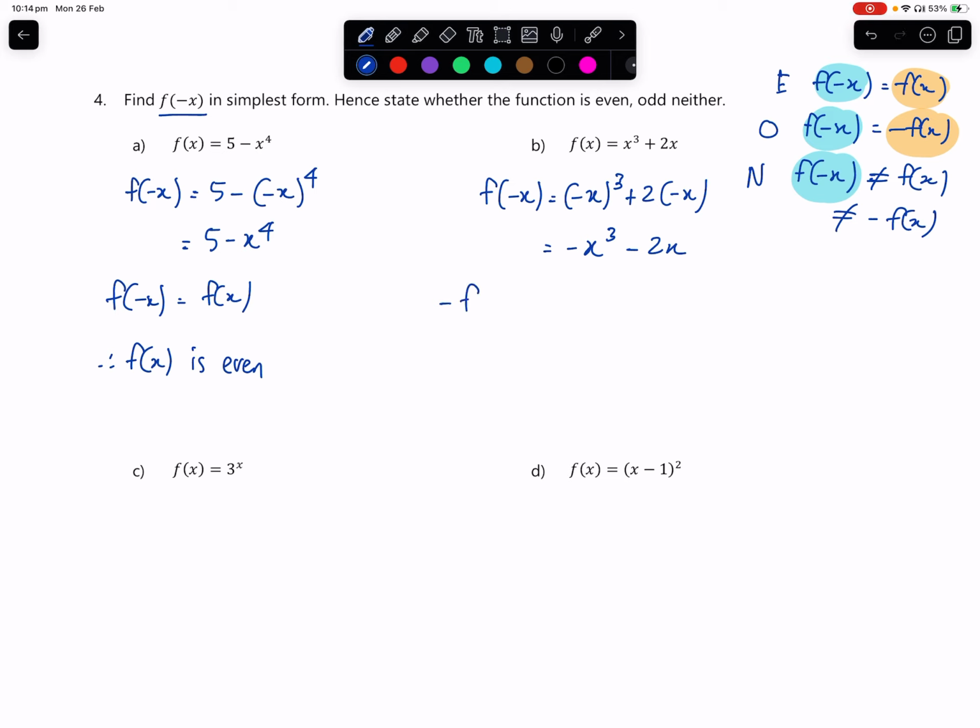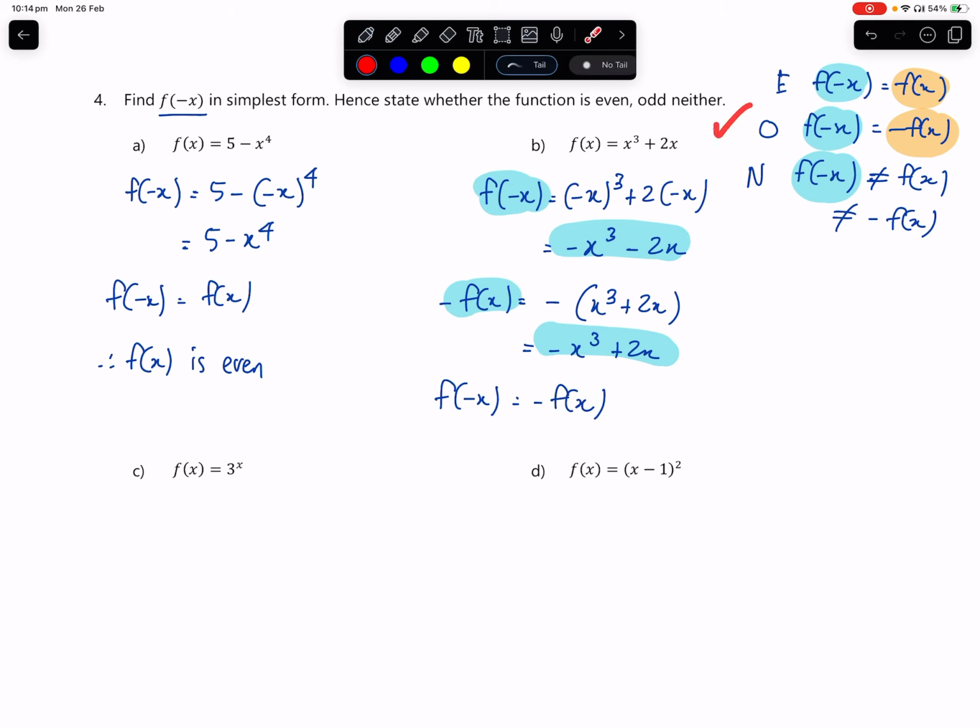We'll have -f of x, and that's equal to the negative of this. So you're going to multiply the original function by -1. That'll be negative of (x cubed plus 2x), which expands to give you -x cubed minus 2x. And look at what we have. We have these two results being exactly the same. So that means these are equal. So you can have f of -x equals -f of x. That means it ticks off this property. Okay, so that means we have f of x being an odd function. So therefore f of x is odd.